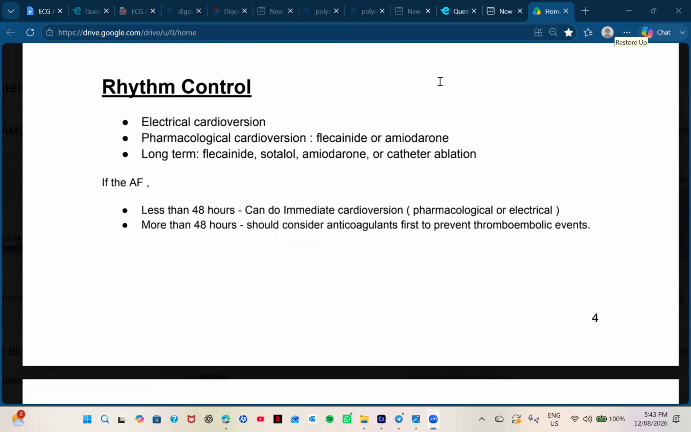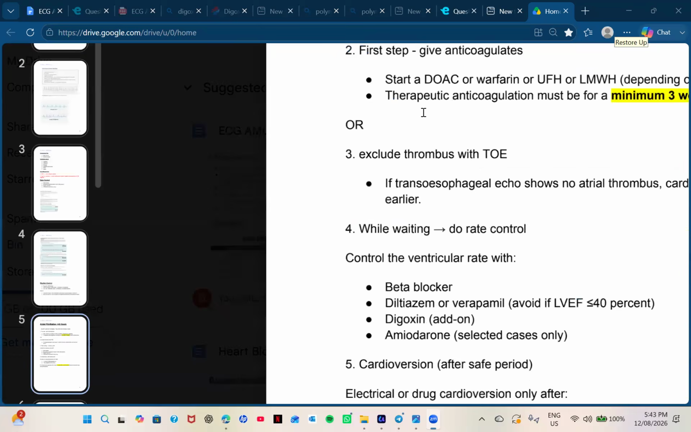Because after 48 hours, the risk of atrial thrombus forming in the left atrium is very high, right? That's why we do not initiate treatment first. First, you have to exclude the embolism risk, then you can give the treatment. How should you exclude this embolism formation risk, whether it has happened or not? How to do it, doctors?